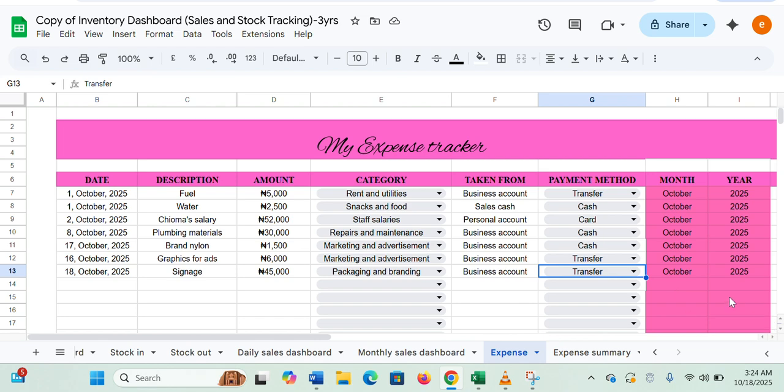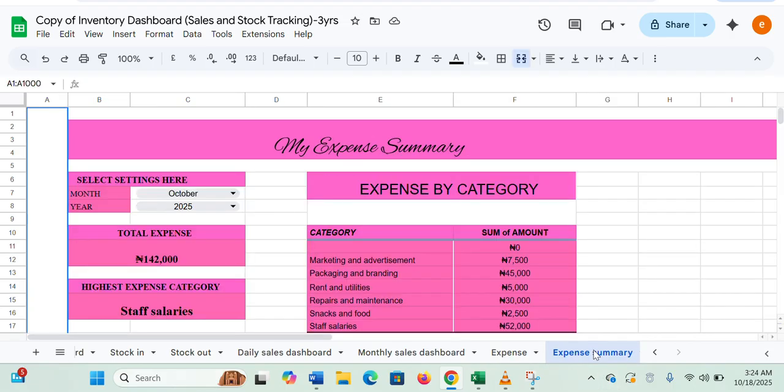It automatically does that for you. Do you understand? So now the last is this expense summary sheet. So at the end of the month you want to know how much of expense, yeah, 142,000 I have spent on many things, but I even want to know where this money is going.